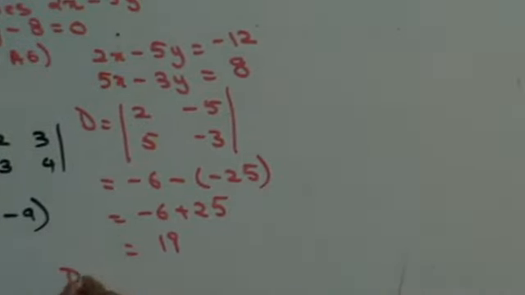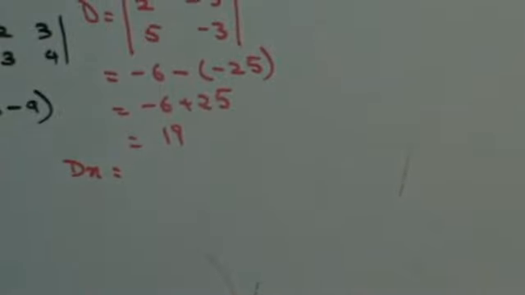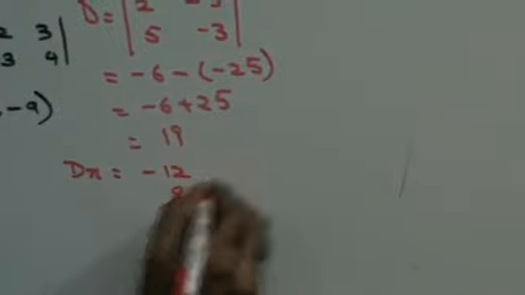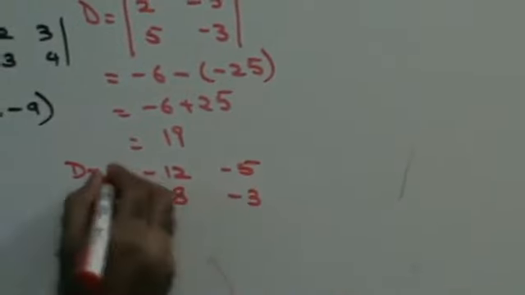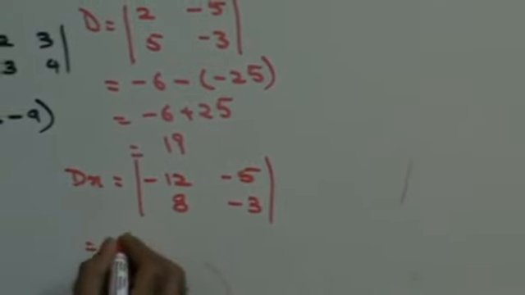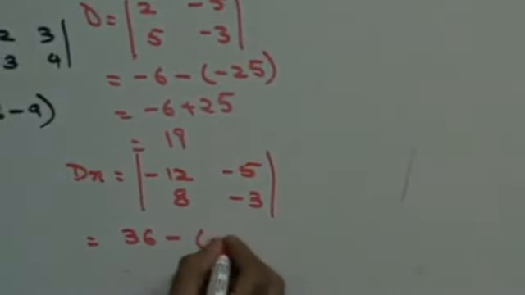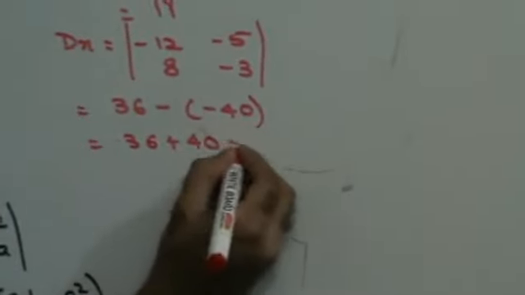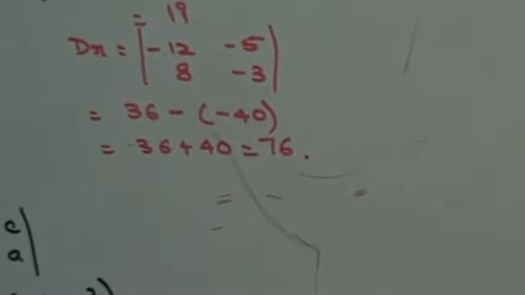Right? Next, you find out Dx. How do you find out Dx, guys? Replace the x coefficients with the right hand side. So minus 12, 8, minus 5, minus 3. Leave the y coefficients as it is. So this is going to be 36 minus 40, so this is going to be 36 plus 40, that is 76.